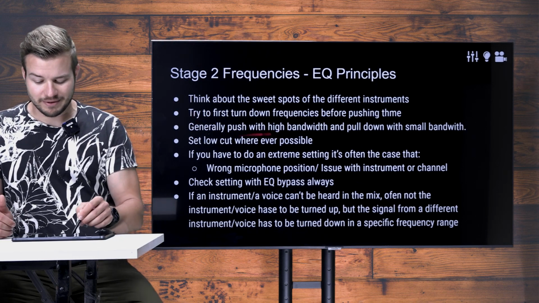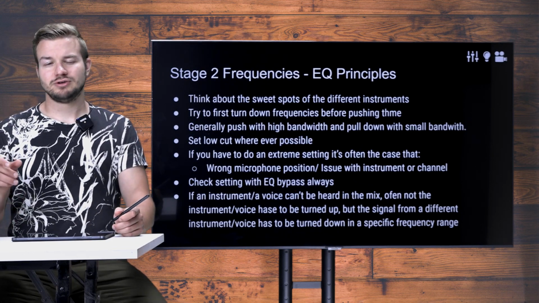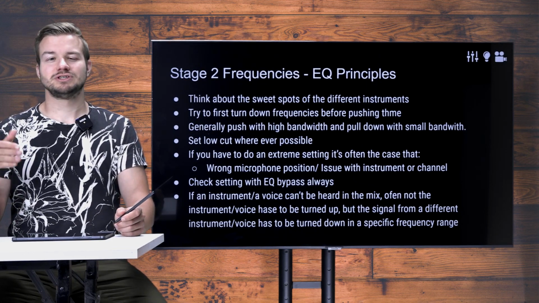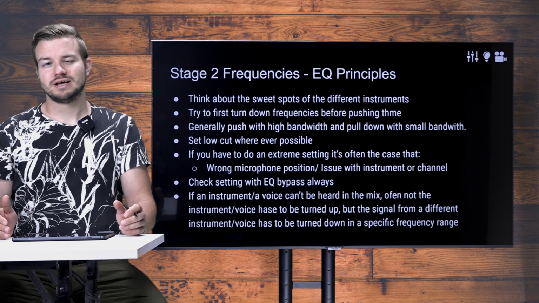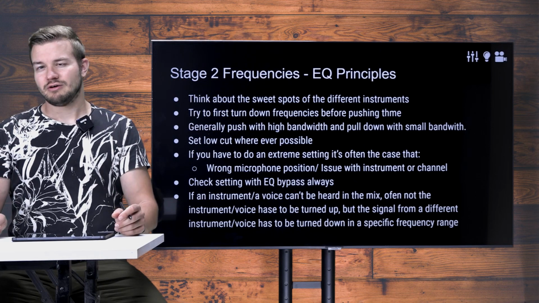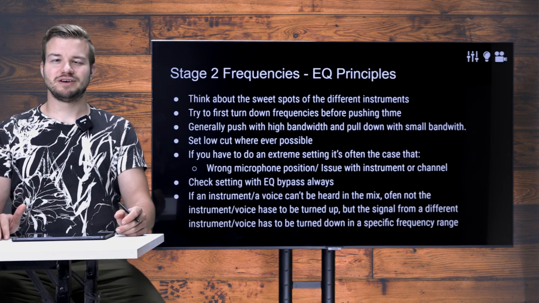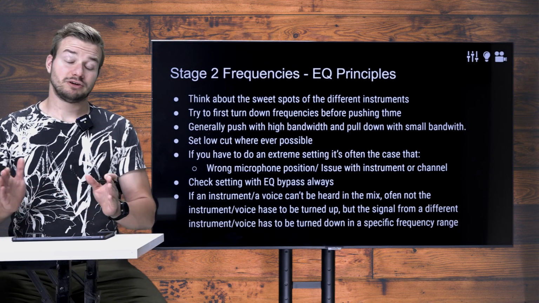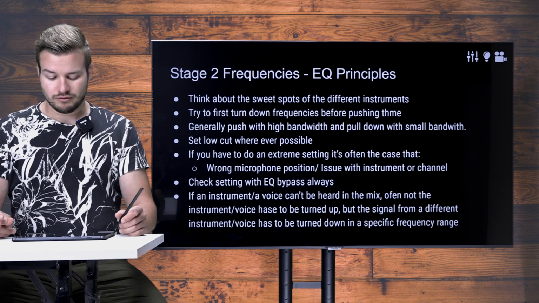Generally push with high bandwidth and pull down with small bandwidth. So when you see a specific frequency which doesn't sound good for that instrument, you don't have to turn it down with a high bandwidth. However, when you want to push a sweet spot, it's mostly not just one specific frequency, it's mostly a big range. So you push with a higher bandwidth and pull with a lower bandwidth.